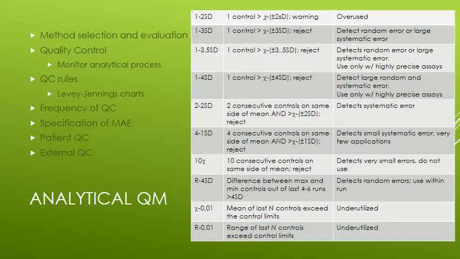Then there's this phrase, MAE, specification of MAE, which is the maximum allowable error. Specifying maximum allowable error provides information about the adequacy of any analytical system for patient care. Basically, it represents the total error that your institution, or any institution, would tolerate without invalidating the usefulness of the test. Okay?